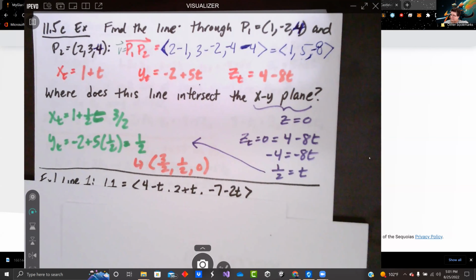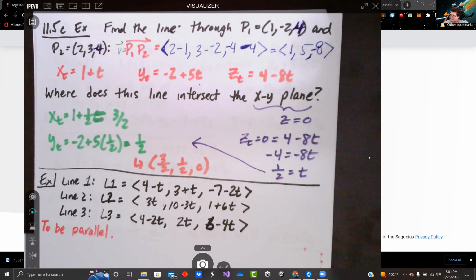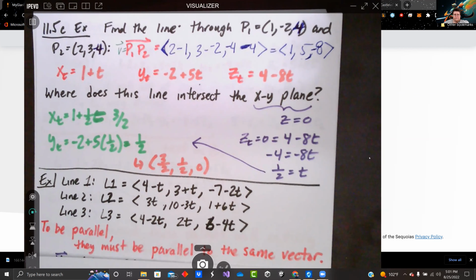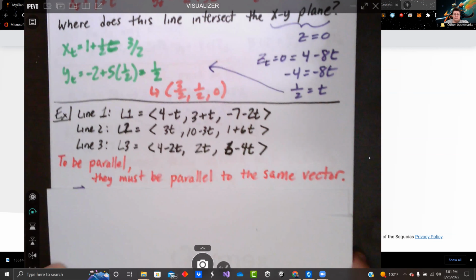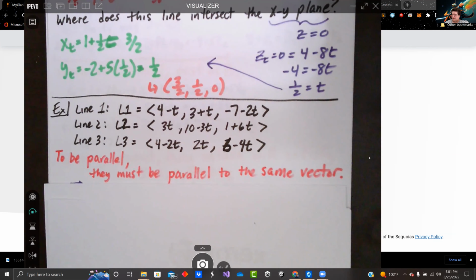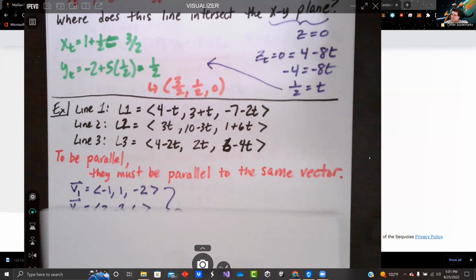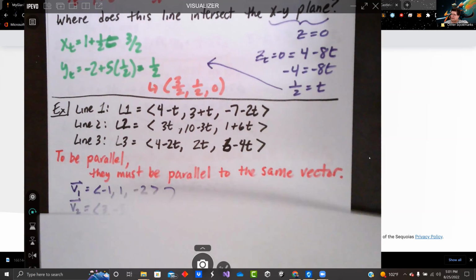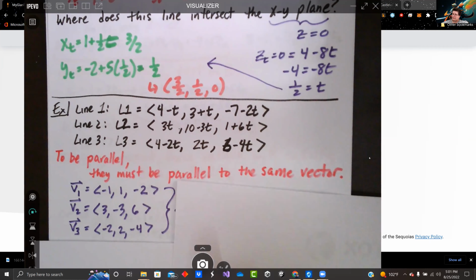Let's take a look at another example, with 3 lines. We've got 3 lines here, L1, L2, and L3. For them to be parallel, they must have the same direction vector. So we're moving on to trying different things, not just finding the parametric equations, but seeing how lines relate. Let's see if any of these lines are parallel. So the first thing we've got to do is find the velocities. And that's the components that multiply t.